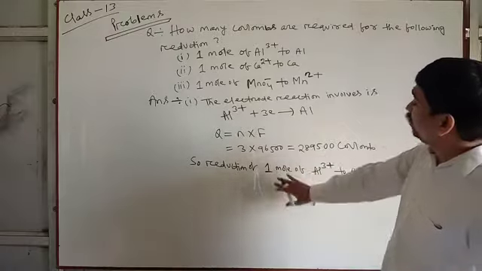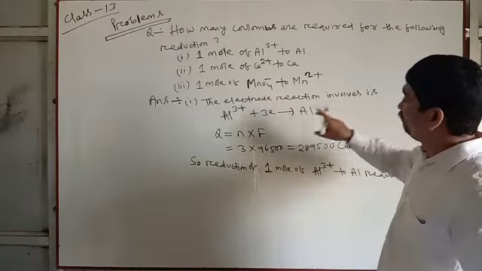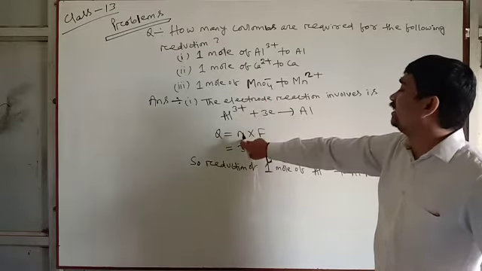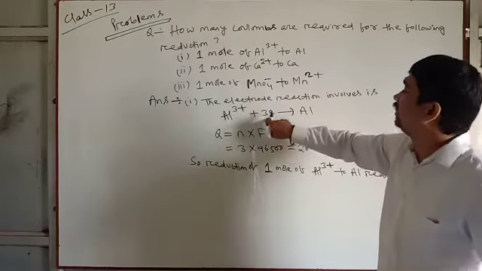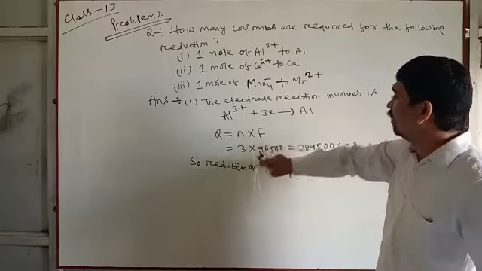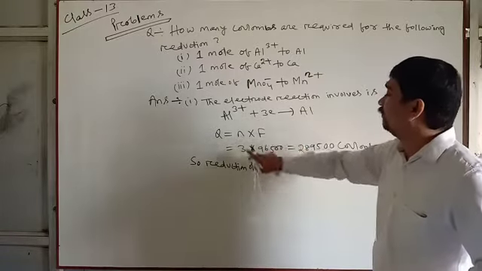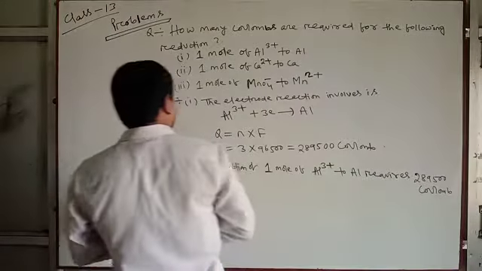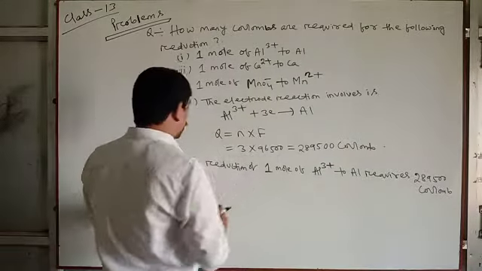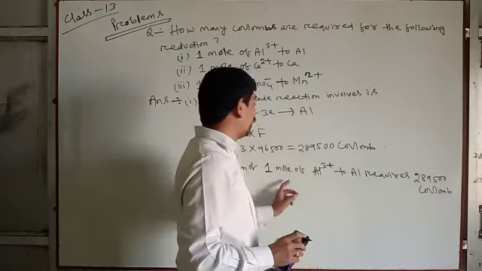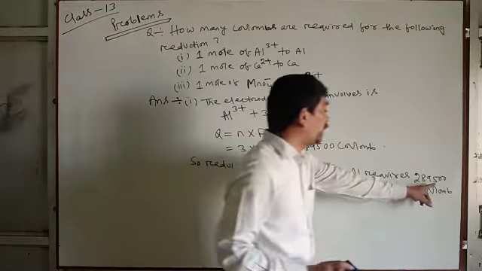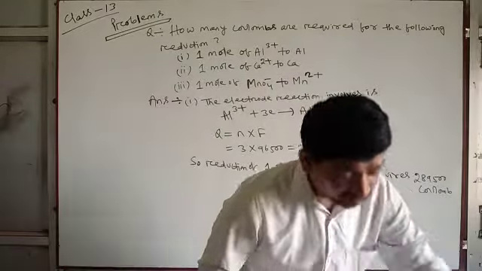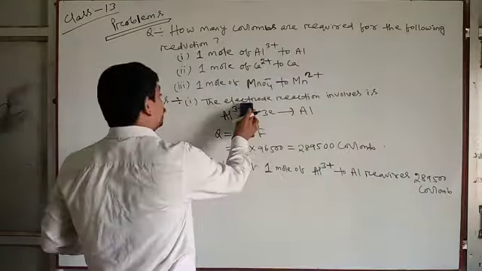So in this question, first you have to write the electron reaction. Next, how many electrons? Here 3 moles, N is 3. This is 1 mole, this is 3 moles. So Q equals N into F. This is the first bit answer. Second bit, similarly we can write: reduction of 1 mole of Al3+ to Al requires 289,500 coulomb of electricity. Clear?